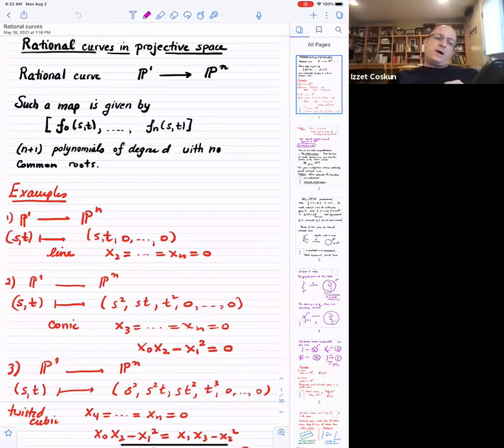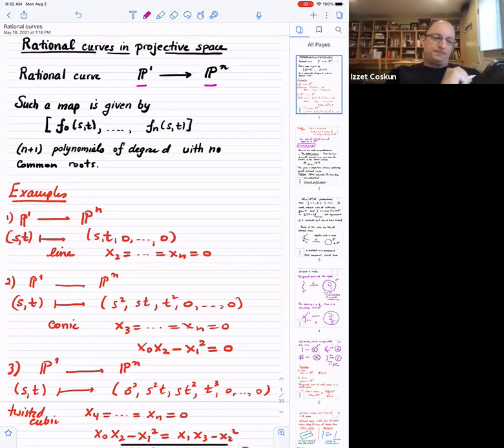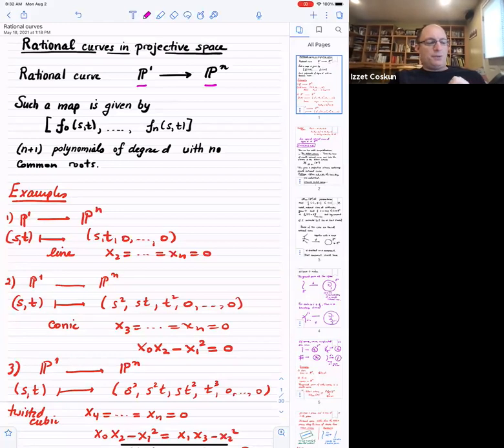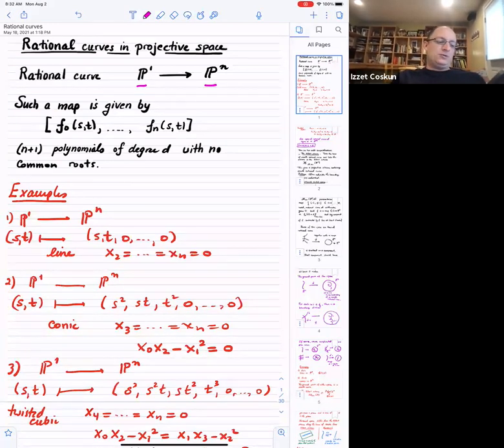So what do we mean by a rational curve? There are various things we can mean, but for a first approximation, we are going to say a rational curve is a map from P1 to Pn, from projective line to projective space. Such a map is given by a collection of n+1 polynomials of degree d. And of course, if you want this to be a morphism rather than a rational map, then you need to assume that these n+1 polynomials have no common roots.